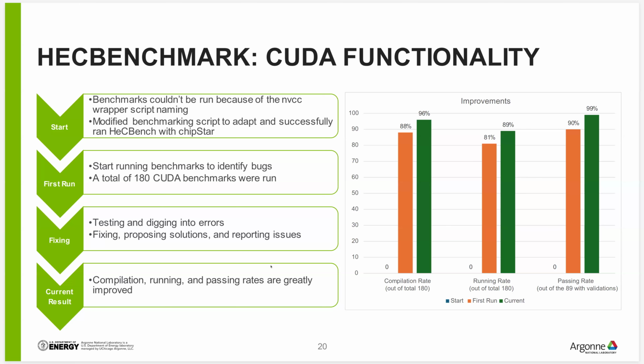So first, when Jenny started, none of the benchmarks would run because the NVCC wrapper script we had prepared was problematic. So Jenny, with the help of Paulius, fixed the NVCC compiler for chipStar. It allowed us to start running the benchmarks, but Jenny focused on benchmarks where she could validate that they were working correctly.